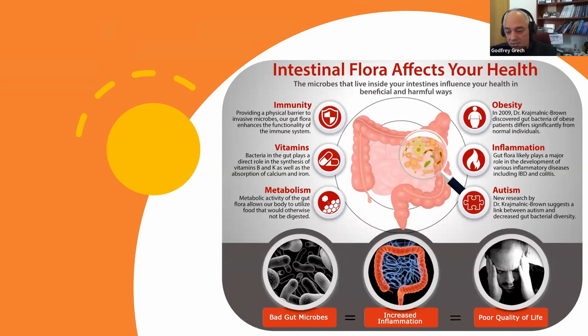So if you look at the bottom part, this really says it all. If you have the bad gut microbes, this will increase the inflammation, and that is equal to poor quality of life. And that's because these bad gut microbes will affect immunity, will affect production of vitamins, will affect totally the metabolism. Because all this is affected, then there you have an increase in inflammation, and this is all related to metabolic syndromes such as obesity.